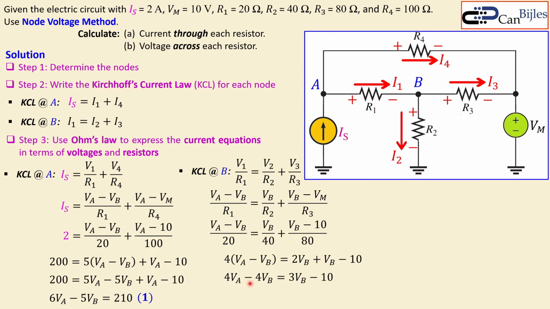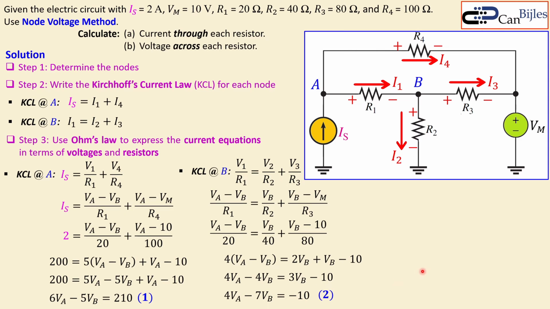Now you need to again collect the variables, VAs and VBs, on one side of the equation, and the numbers or the constants on the other side. So I can get rid of this one and place it here and make that minus 7 VB, and this is then still 4 times VA. So 4 times VA minus 7 times VB is equal to minus 10. And I call this now equation number 2.